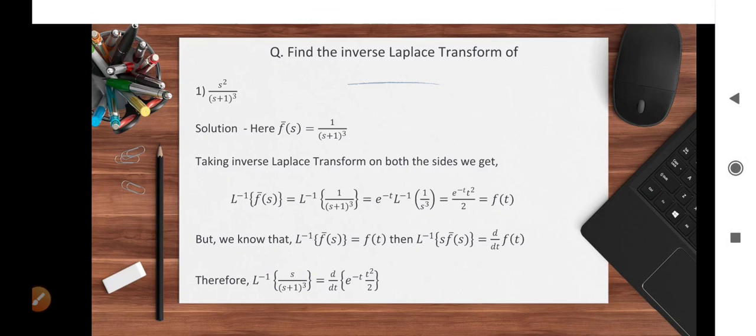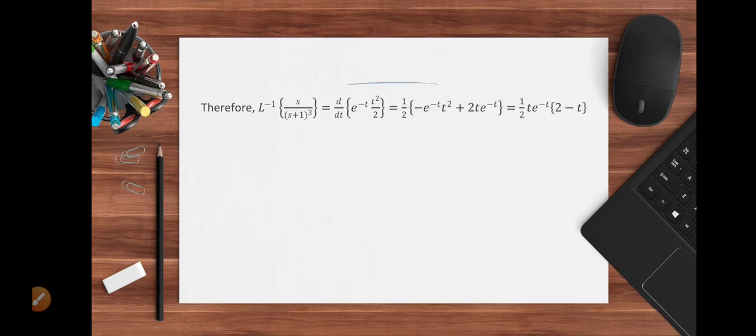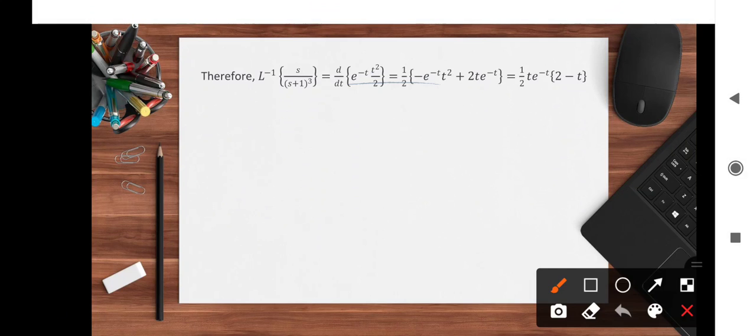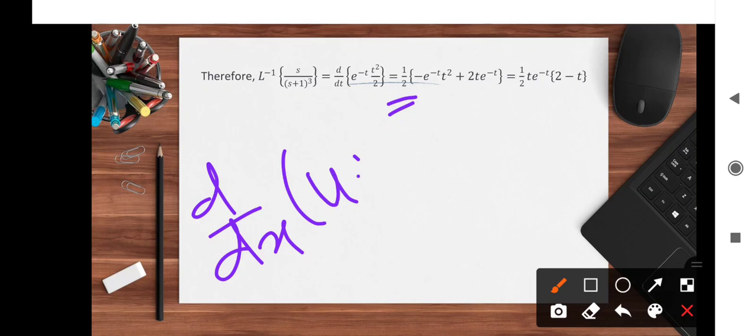Here there is a multiplication or product of two functions of t. So obviously we have to use the multiplication or product rule of derivative to find this answer. So L inverse of s upon (s plus 1) bracket cube is equal to d by dt of e raised to minus t into t square by 2. Here 1 by 2 is taken as a constant multiplier out of the derivative sign. Now applying d by dx of u into v rule, we get this answer.